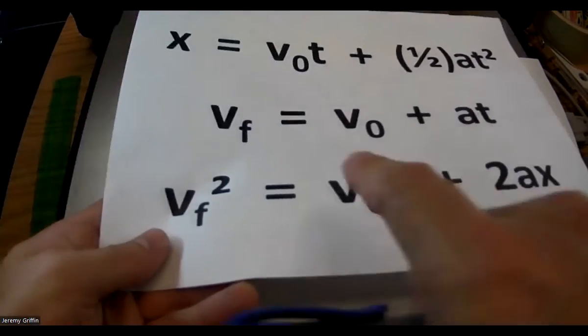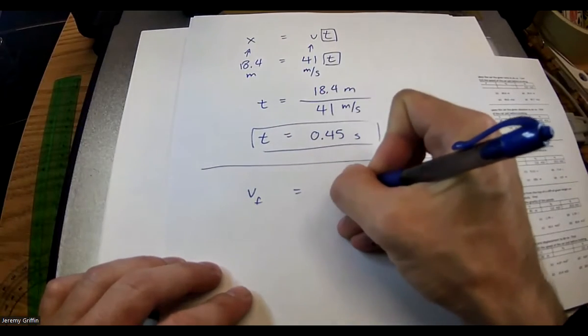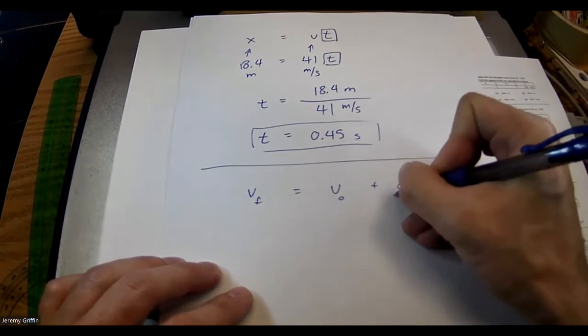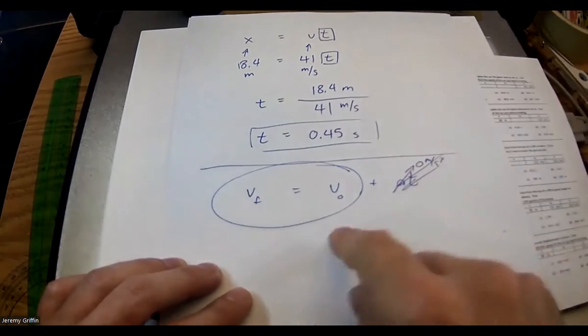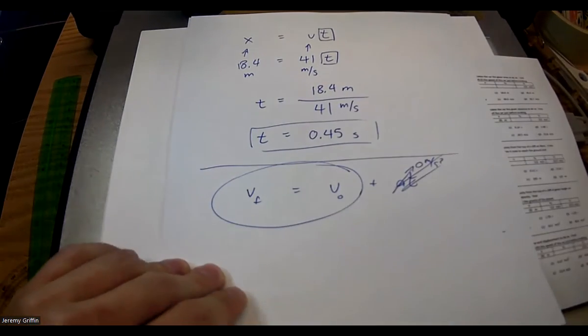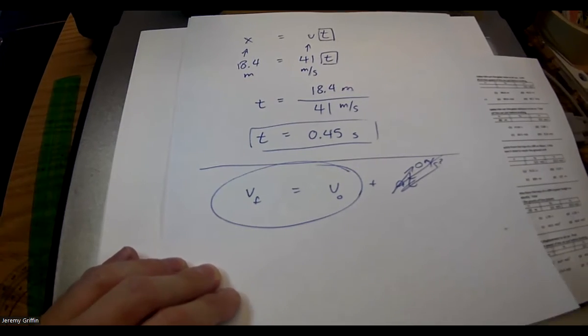I bet you could use that second equation, just to kind of overkill here. Final velocity equals initial velocity plus AT. But if acceleration is just 0 meters per second squared, this bit goes away. And then the throwing speed is the speed that it crosses the plate, as long as it's not speeding up or slowing down. That'd be true.